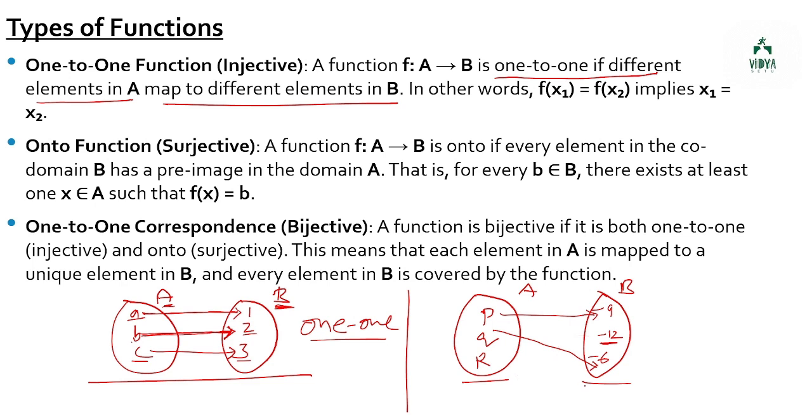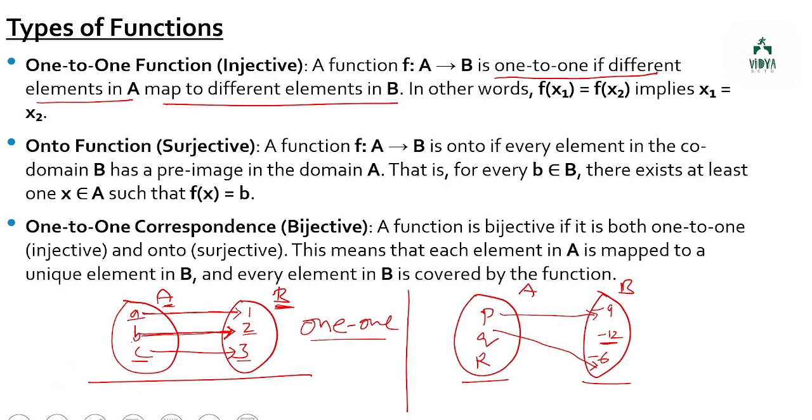Is this 1 1? Yes, exactly. It is 1 1 because different elements of A map to different elements of B. And is it a function now? Is it a function? Each element of A should be mapped to B, right? Each element of A mapped to B.